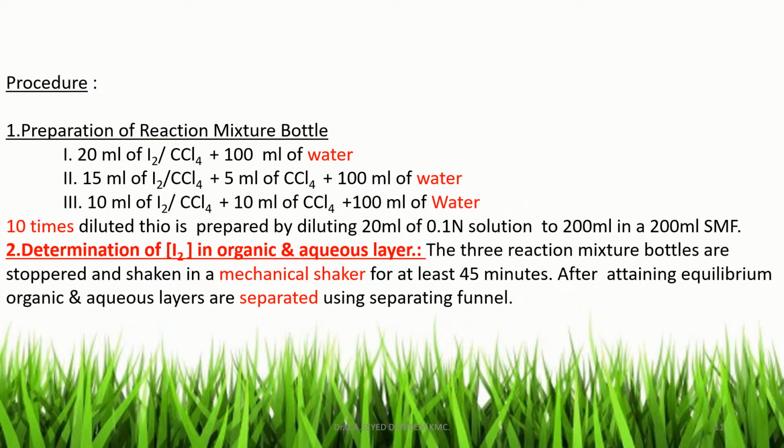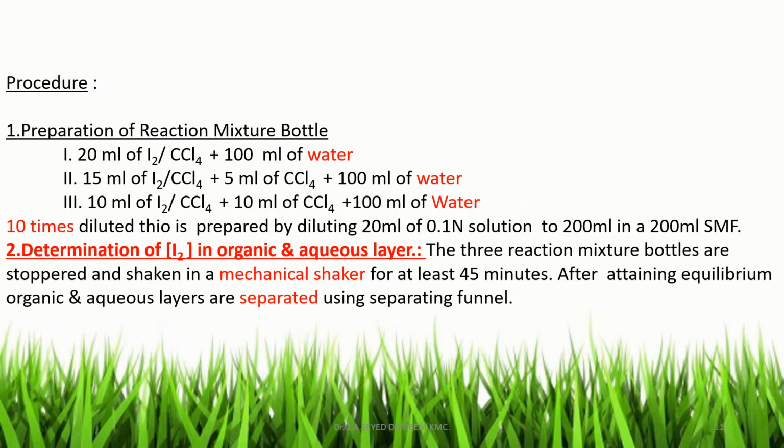The 10 times diluted thio is prepared by diluting 20 ml of 0.1 N solution to 200 ml in a 200 ml standard flask. The diluted solution has a strength of 0.01 N. The 3 reaction mixture bottles, numbers 1, 2, 3, are stoppered and shaken in a mechanical shaker for at least 45 minutes.